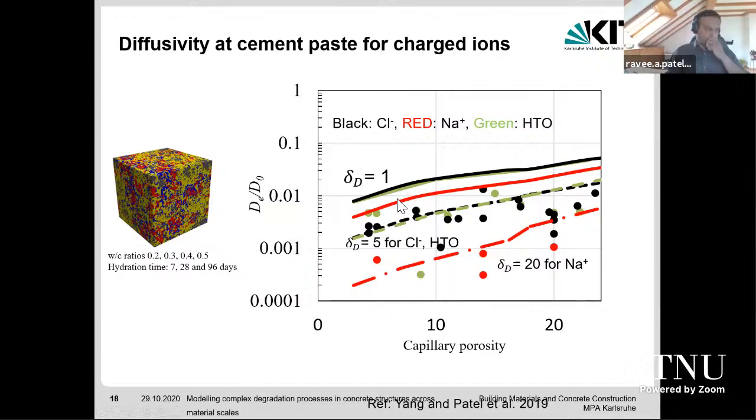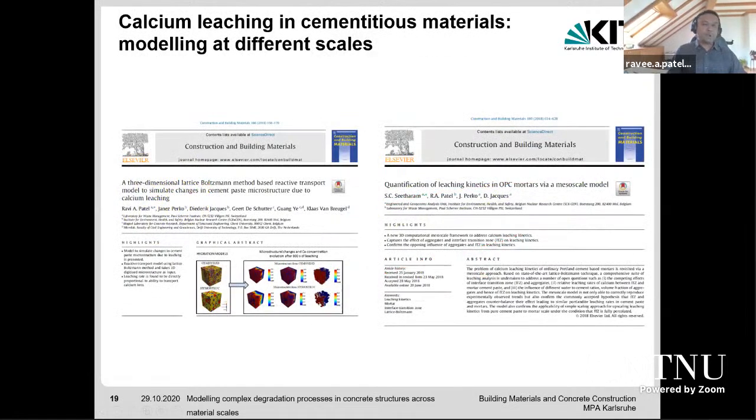So what we can do fundamentally is we can capture the basic qualitative trends correctly. And this is one of the important contributions of this work. From ion transport towards modeling more complex degradation processes, which involves material microstructure evolution.